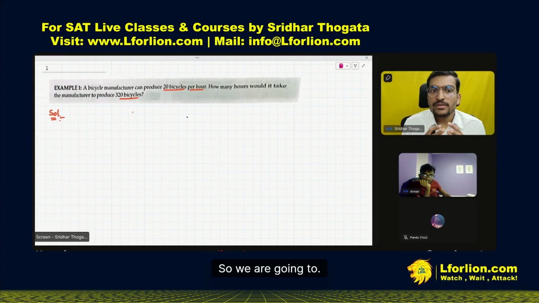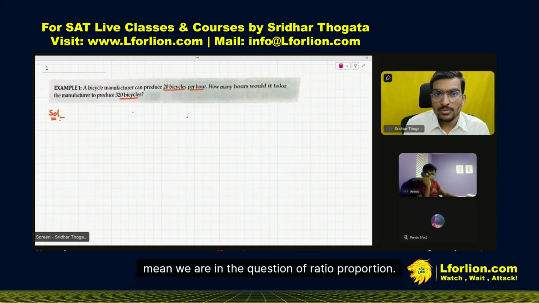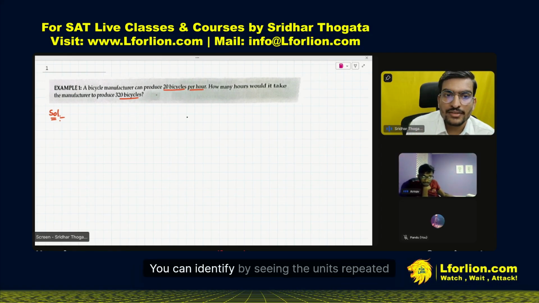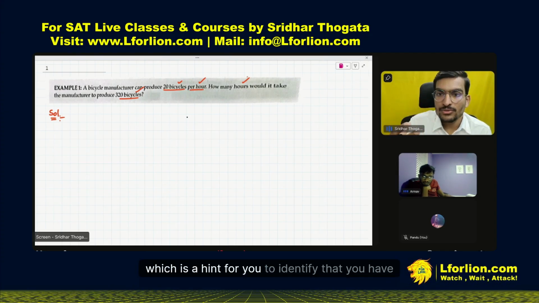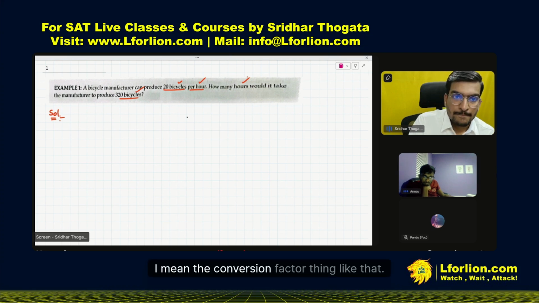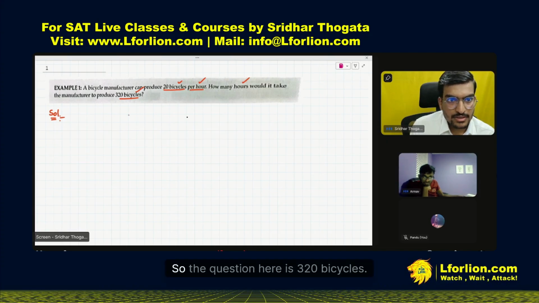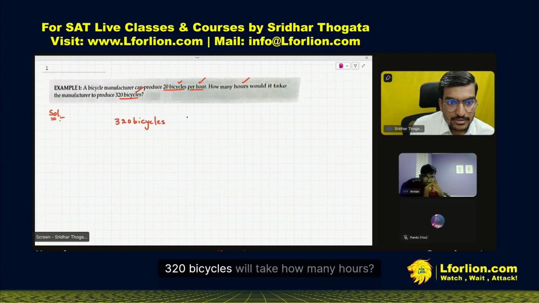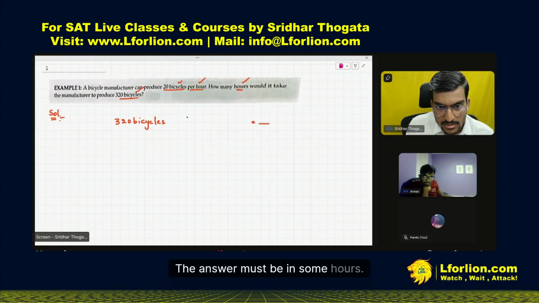How do we know that we are in the chapter of ratio, proportion, these things? You can identify that by seeing the repeated units, bicycles per hour and bicycles, hours. Repeated hours is a hint for you to identify that you have to use what you're learning in this chapter, the conversion factor thing. So the question here is, 320 bicycles will take how many hours? The answer must be in hours.